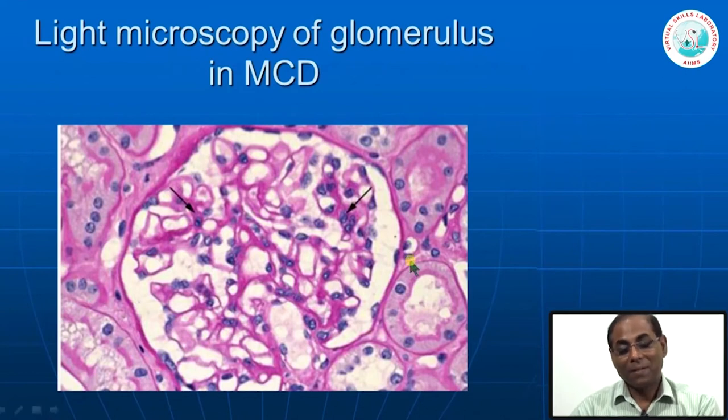Now, this is the light microscopy. If you see, this is a glomerulus and it looks completely normal. See the glomerular capillaries with very pliable walls. These are the endothelial cells and these are the visceral epithelial cells, and between the capillaries there is mesangium, and in the mesangium up to 3 cells are normal. So, they are up to 2 to 3 cells. So, they are all normal mesangium.